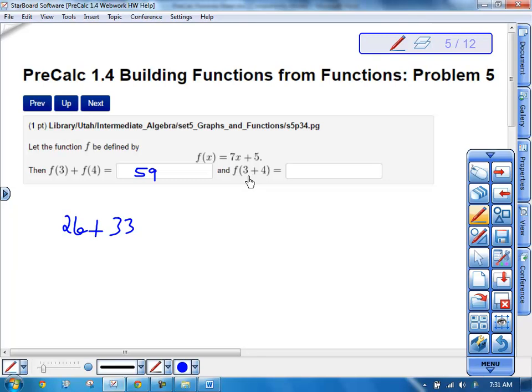Now this is different. This says do the 3 plus 4 first, and then plug that into f. So it's going to be 7. So 7 times 7 is 49, plus 5 is 54. So those are different things, different function operations.